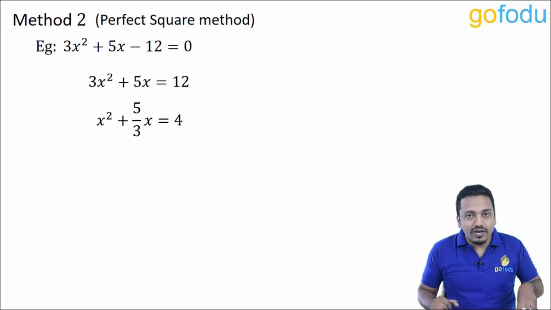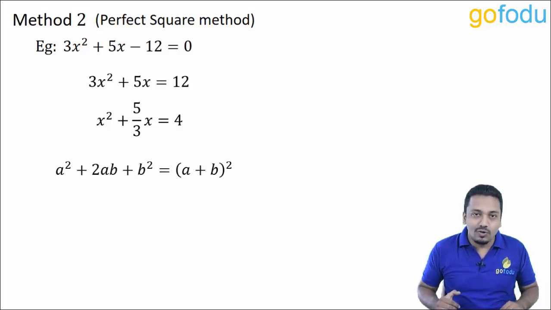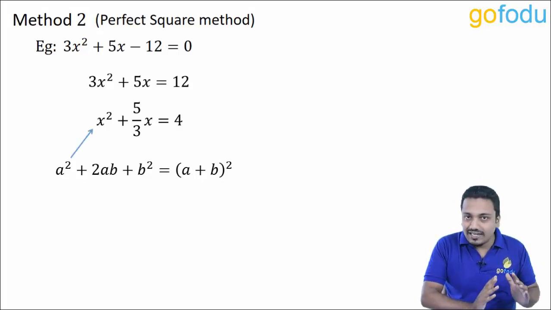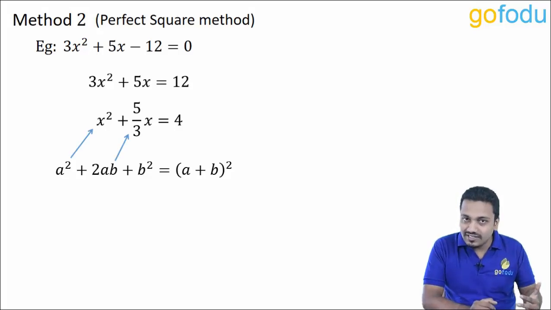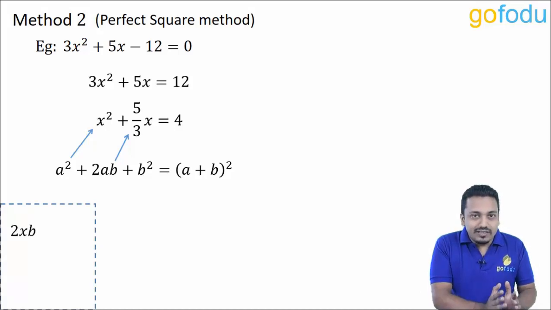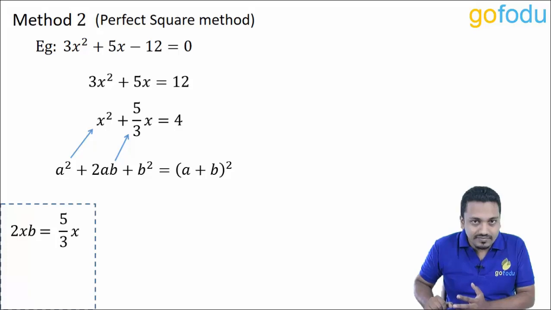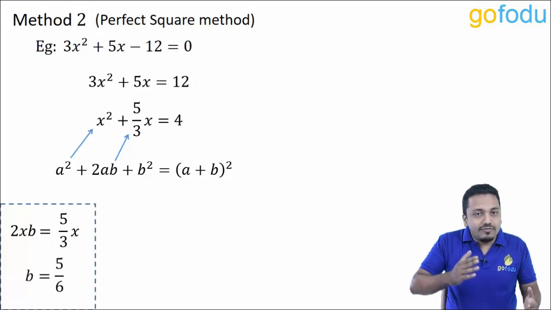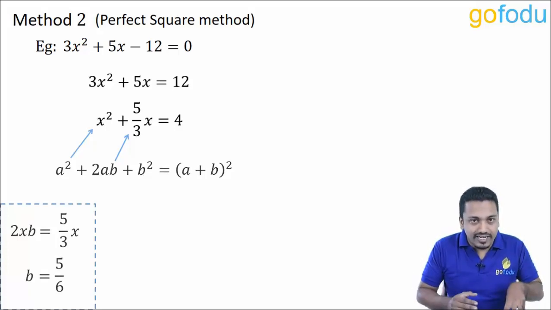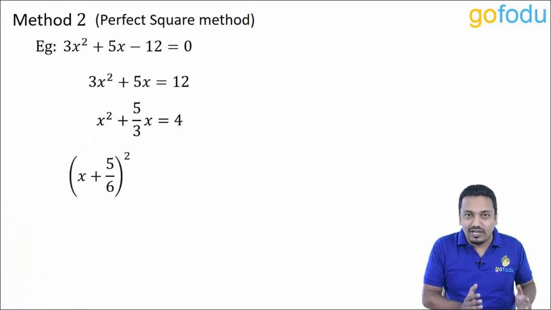Now we will make a perfect square on the left by using the formula a square plus 2ab plus b square is equal to a plus b whole square. Now here a square and b square are directly relatable. We can say a is x, but what about b? 2xb, the linear term of x, should be equal to 5 by 3x of our expression. So b will come out to be 5 by 6. Now we can create a perfect square. A plus b whole square will be x plus 5 by 6 whole square.